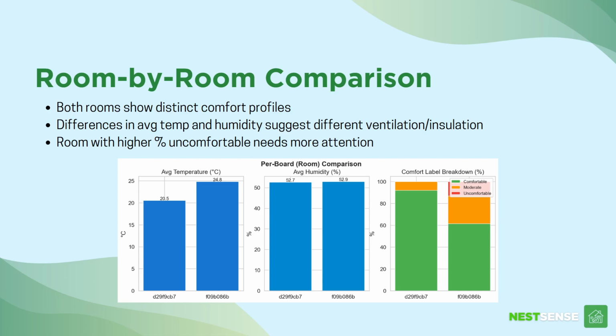Okay, here is the room by room comparison. Both rooms show distinct comfort profiles, with different average temperature and humidity, suggesting different ventilation and insulation. A room with a higher percent uncomfortable needs more attention. But this is not well represented because of the energy saving and Songkran, so this will have to be learned a bit more.